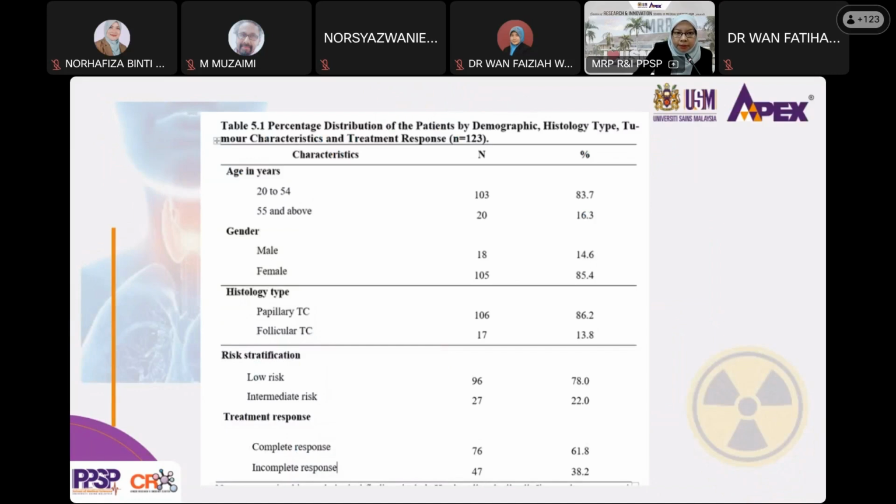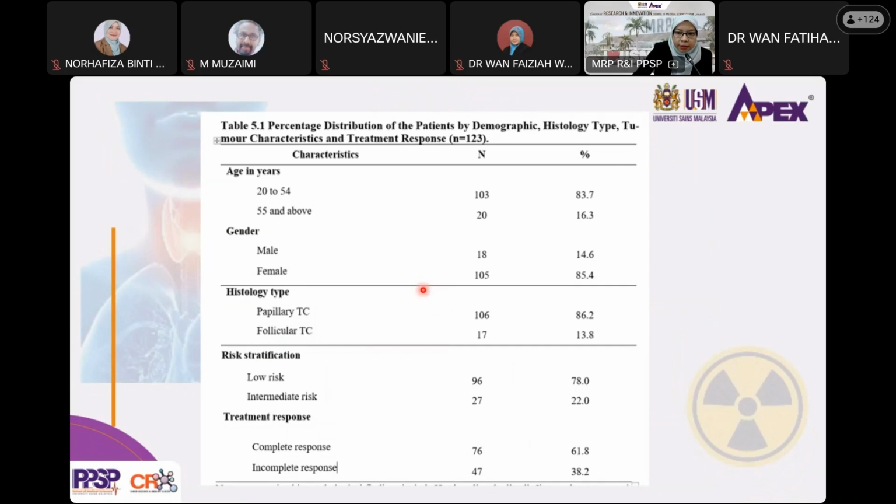So based on this demographic data, our department, the Nuclear Medicine, Radiotherapy and Oncology department, serves as the primary center for RI treatment on the East Coast. So we receive all the referrals from Terengganu and some from Pahang.